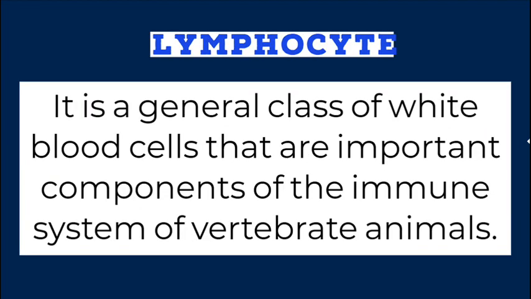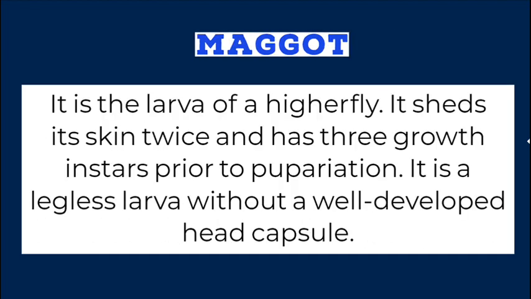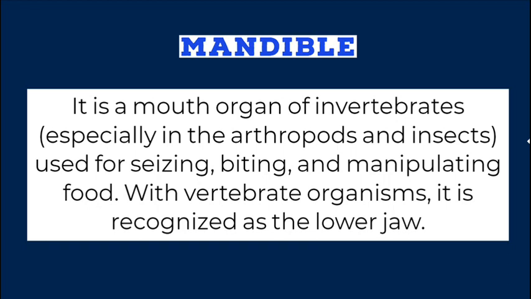Lymphocyte. It is a general class of white blood cells that are important components of the immune system of vertebrate animals. Maggot. It is the larva of a fly. It sheds its skin twice and has 3 growth instars prior to pupariation. It is a legless larva without a well-developed head capsule. Mandible. It is a mouth organ of invertebrates, especially in the arthropods and insects, used for seizing, biting, and manipulating food. With vertebrate organisms, it is recognized as the lower jaw.